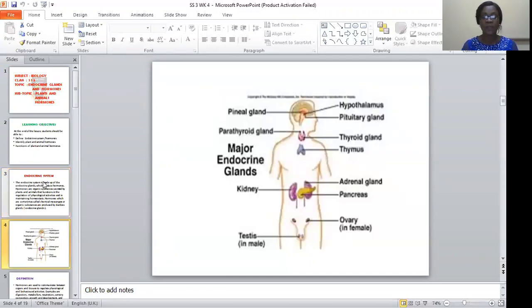This is a picture of a human body with the different endocrine glands and where the hormones are actually secreted. Here we have the hypothalamus, the pituitary gland, the thyroid gland around our neck, the thymus, adrenal gland, pancreas, ovary in female, and testes in male. Remember I said even in our reproductive organs, different hormones are always secreted. We have the kidney and parathyroid glands. So we have different hormones secreted in every major part of the body system.